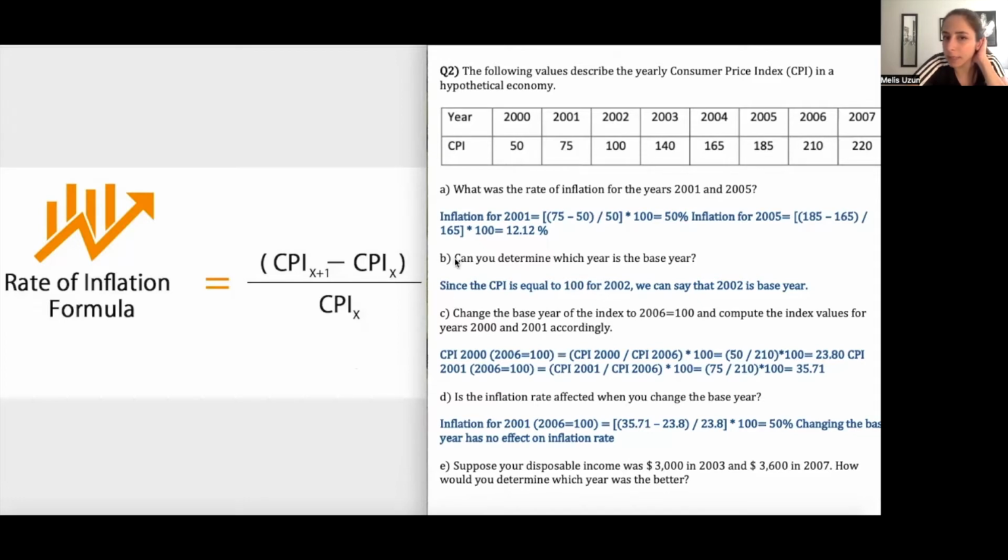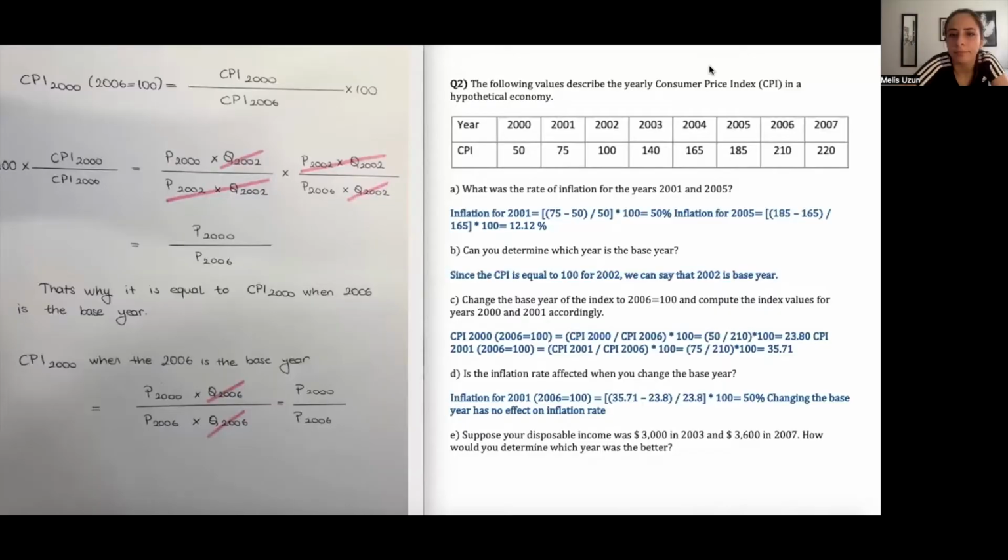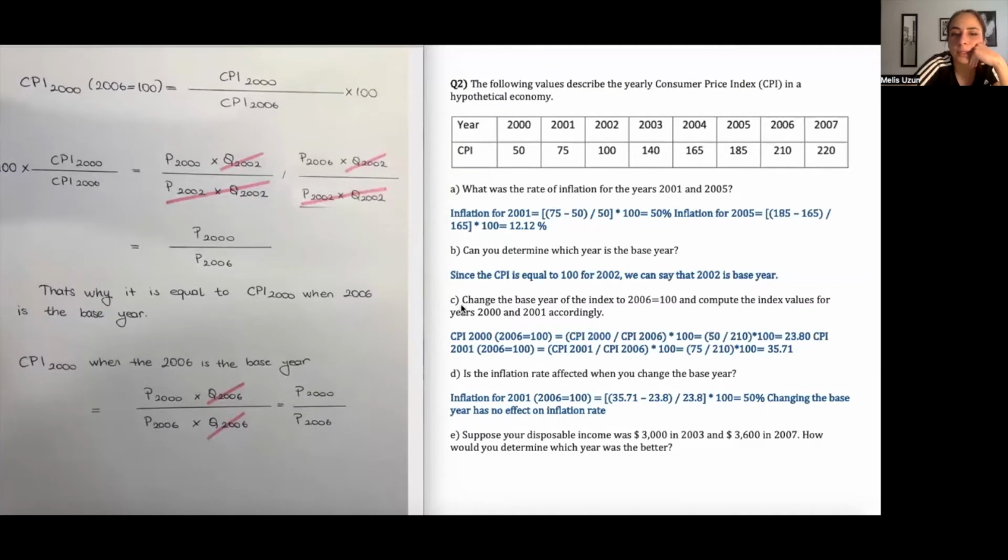So option B asks us, can you determine which year is the base year? We know that the base year CPI is always equal to 100. So if you look at the table, 2002's CPI is equal to 100. So we can say that 2002 is the base year. For option C, it says to change the base year of the index to 2006. If 2006 is the base year, its CPI will be equal to 100. And compute the index values for years 2000 and 2001 accordingly.